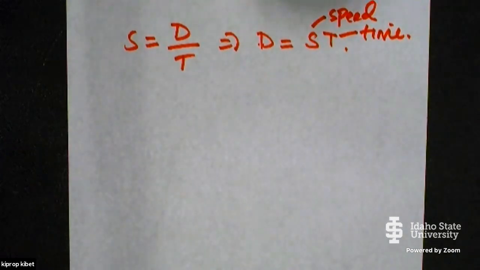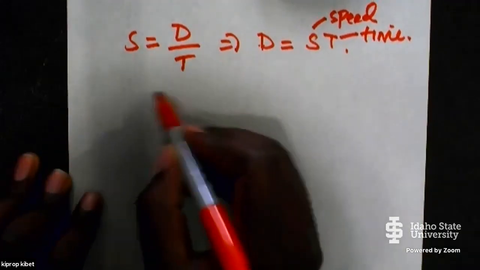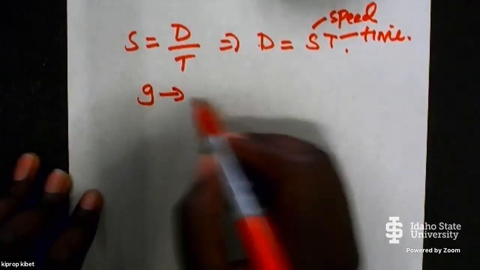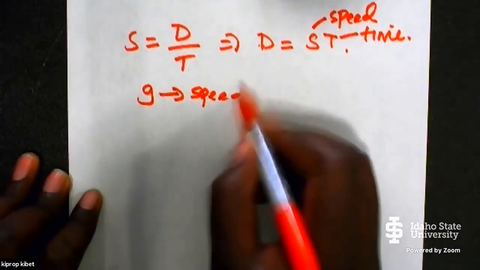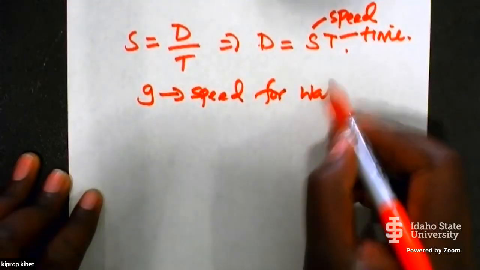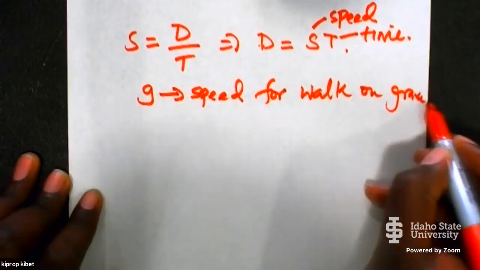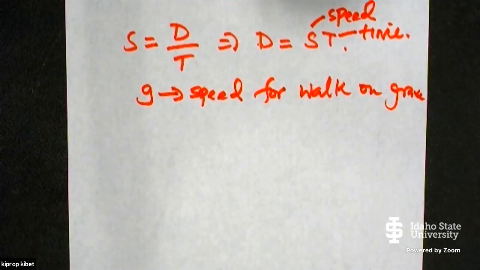So our question is, how fast? So what does that mean? We are looking for what? We are looking for the speed, right? How fast did he walk on the gravel? So we can take the speed for walking on the gravel. This is the speed for walking on gravel. So you can take G to be the speed for walking on the gravel.